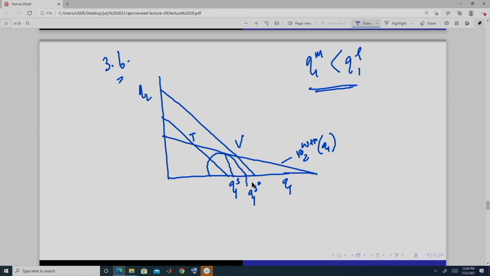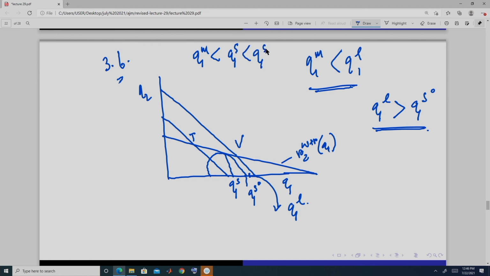This point, and Q1L is suppose greater than Q1S naught. Okay. So, it is this point is Q1L. So, in case B, what we have taken, this is greater than Q1S, greater than Q1S naught, and this is greater than Q1L. Okay.